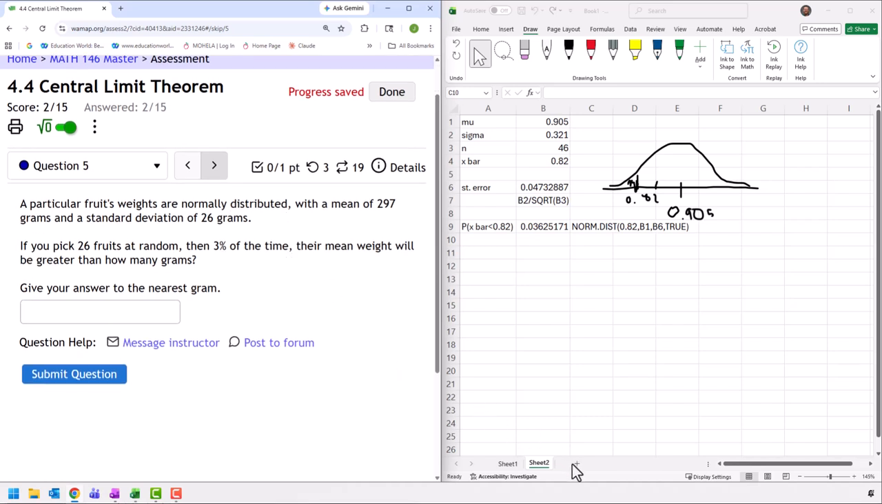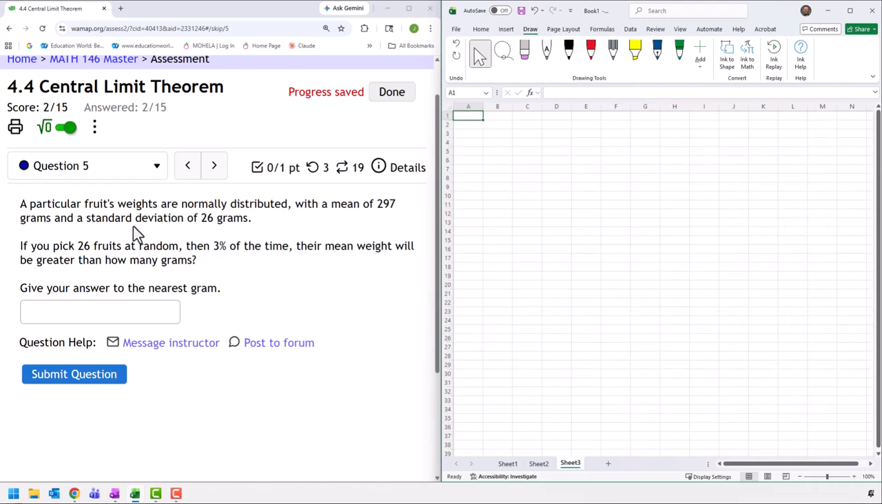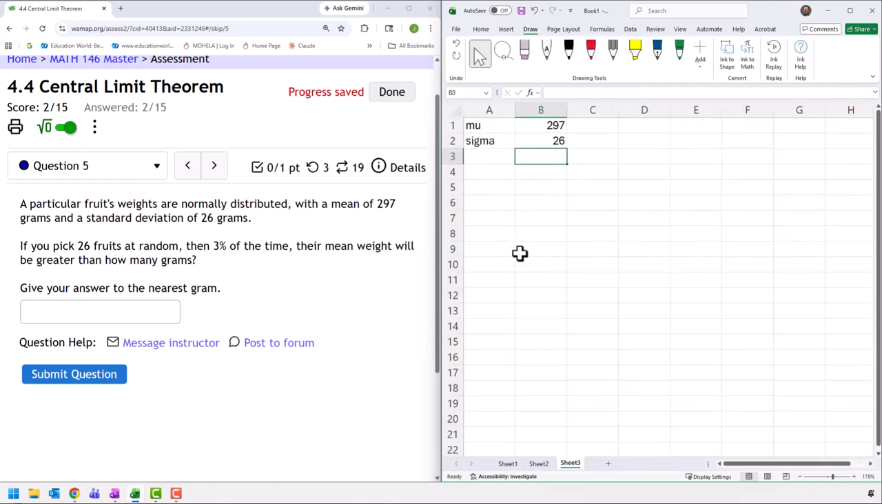I want to tackle this one here also. It says the particular fruit's weights are normally distributed with a mean of 297 grams and a standard deviation of 26 grams. So we've got mu, 297, sigma, 26. If you pick 26 fruits at random, interesting here, our standard deviation is 26 as well as our sample size. Then 3% of the time their mean weight will be greater than how many grams?